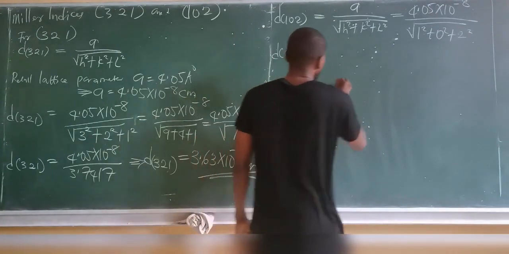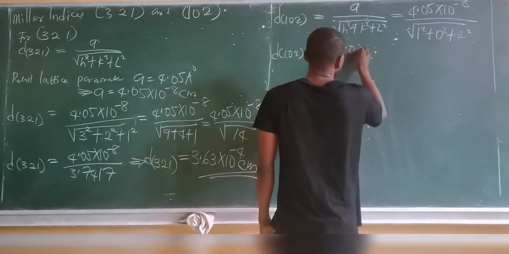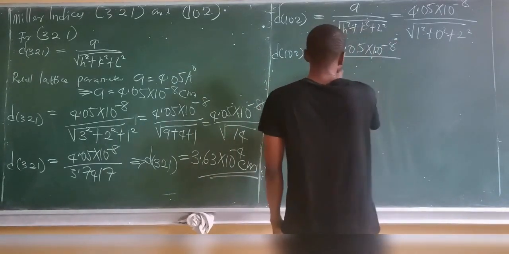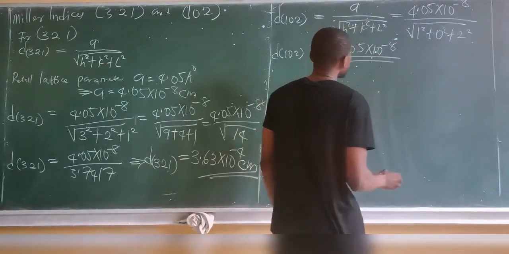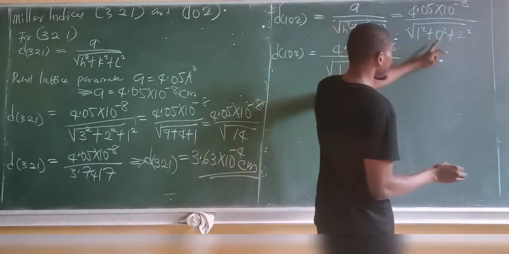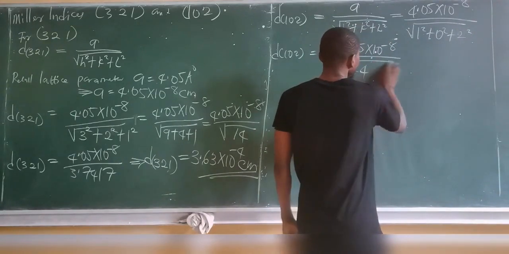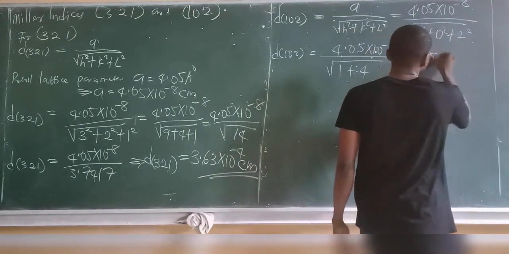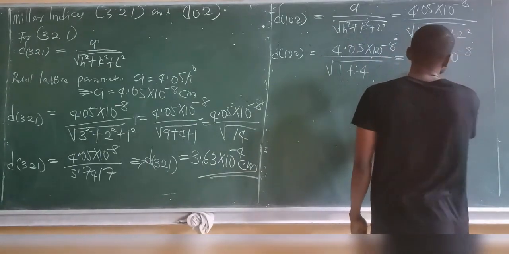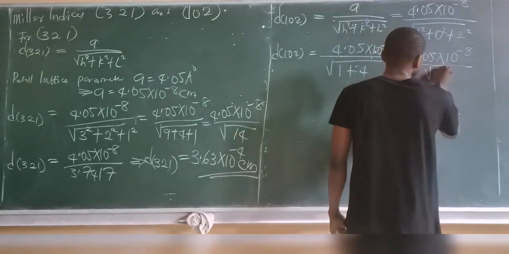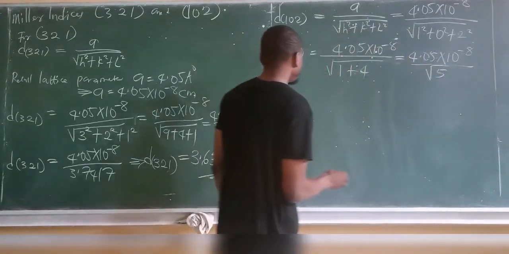d(102) is now equal to 4.05 by 10 to the power of minus 8 over the square root of 1 squared, which is 1, plus 0 squared, which is 0, plus 2 squared, which is 4. So this is equal to 4.05 by 10 to the power of minus 8 over 1 plus 4, which is 5, so we have the square root of 5. Let's obtain root 5.